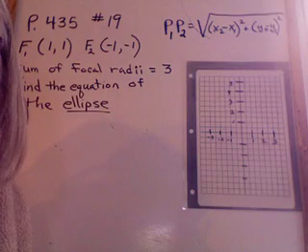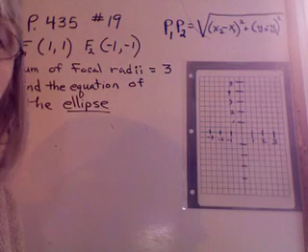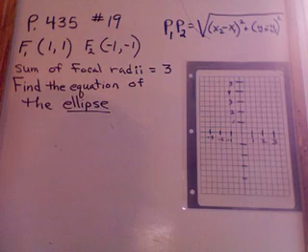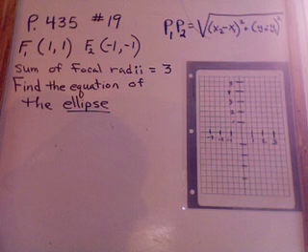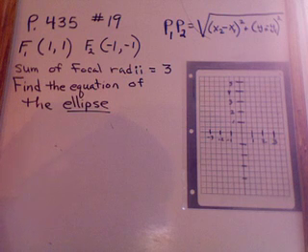Okay, I thought I'd start doing the problem that we got stuck on in class today, page 435, number 19, when you're given the two focal points of an ellipse and you're given the sum of the focal radii. And it says find the equation of the ellipse. And the directions were to use the definition of what an ellipse is.